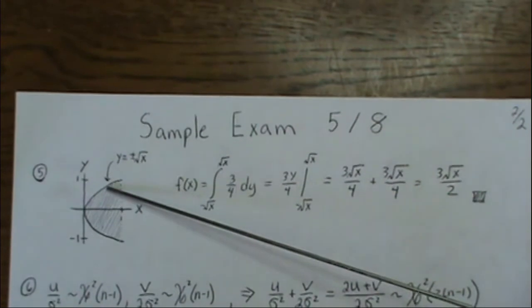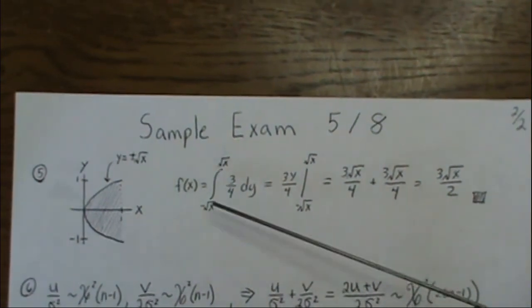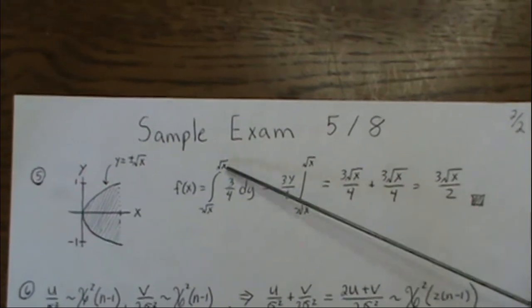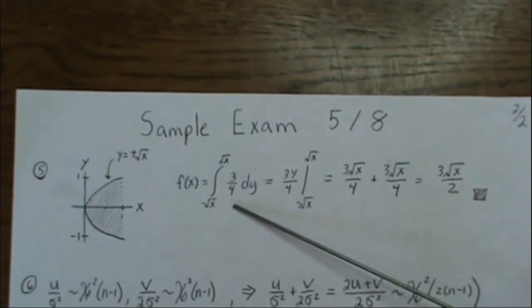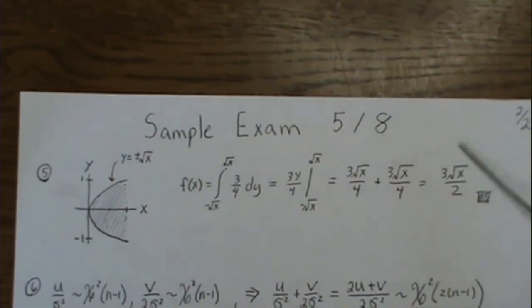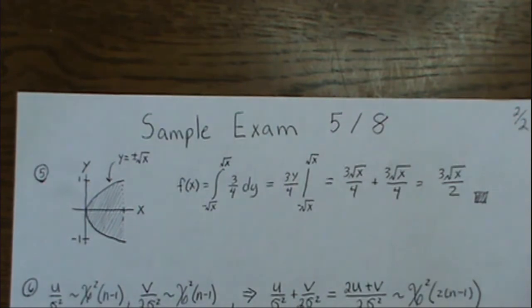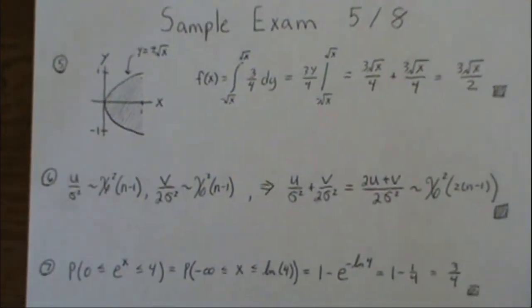So to integrate out y, we have to go from this point to this point, which is plus or minus the square root of x. So then when you integrate the density of 3/4 with respect to y, you plug in the values and you get 3/2 times the square root of x.